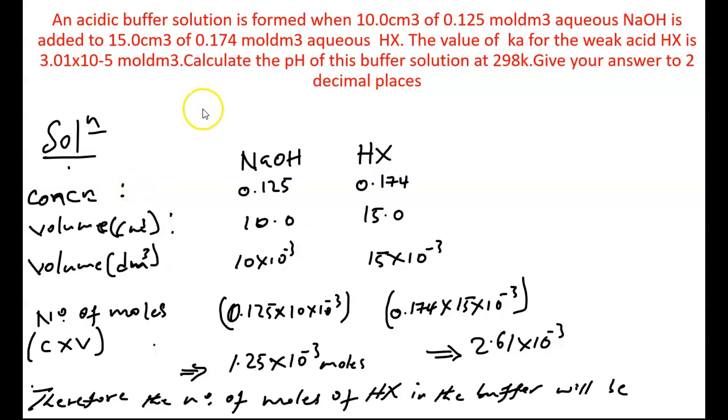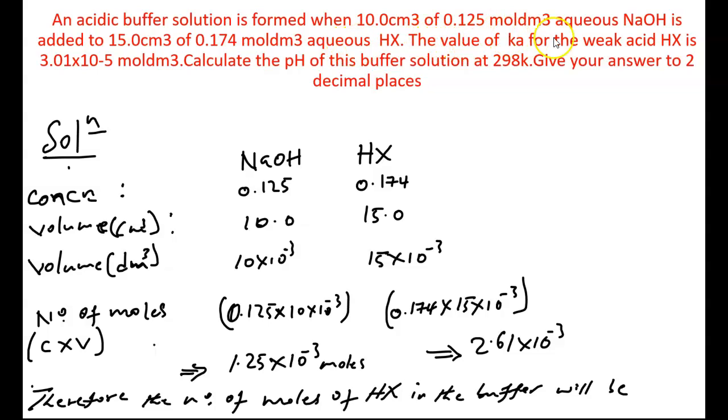In this video, we are looking at further buffer calculation. So here we have an acidic buffer solution formed when 10.0 cm³ of 0.125 moles per dm³ aqueous sodium hydroxide is added to 15.0 cm³ of 0.174 moles per dm³ aqueous HX.